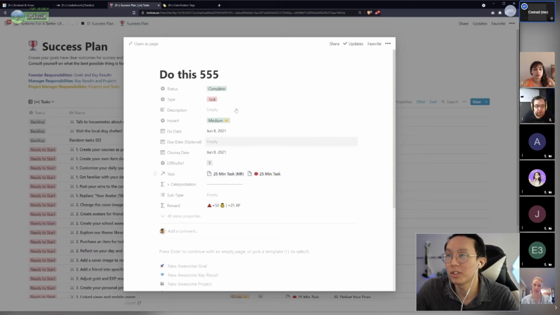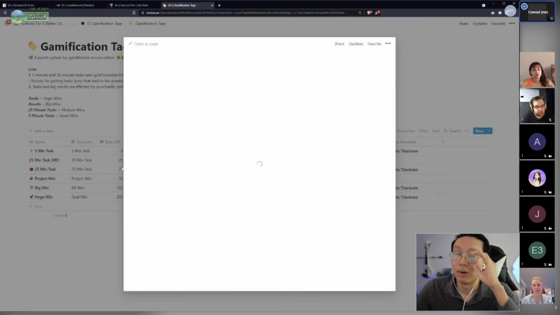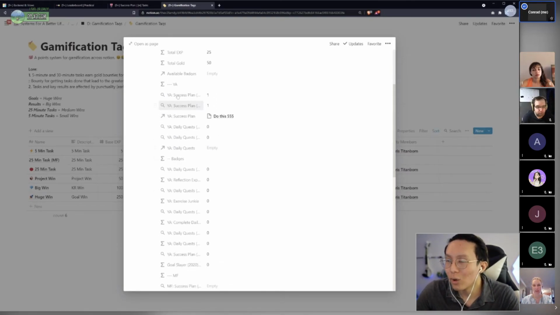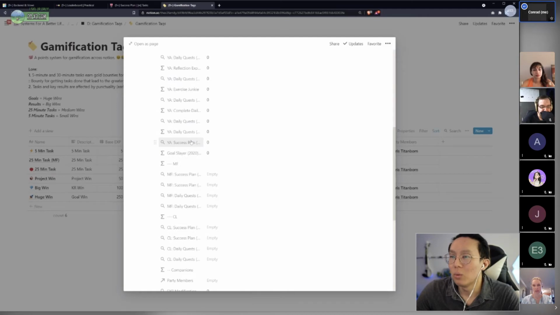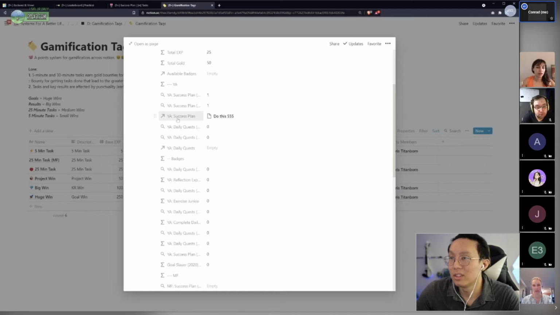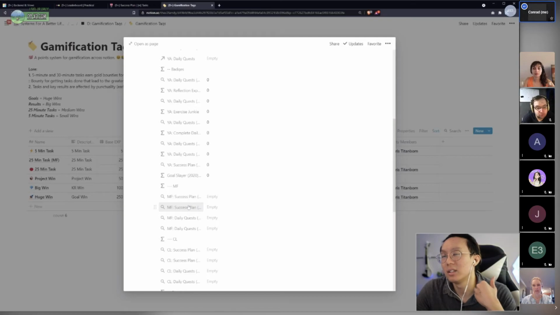The next thing you can do is you can duplicate all of the different tables that currently roll up and bring information into this gamification tags. So right now we can see that success plan is bringing information in. We can also see that daily quest is bringing information in. We can tell that it's that because of these arrows. So what I want to show you is that you can actually have similar relations for different success plans that don't live inside your system, right?